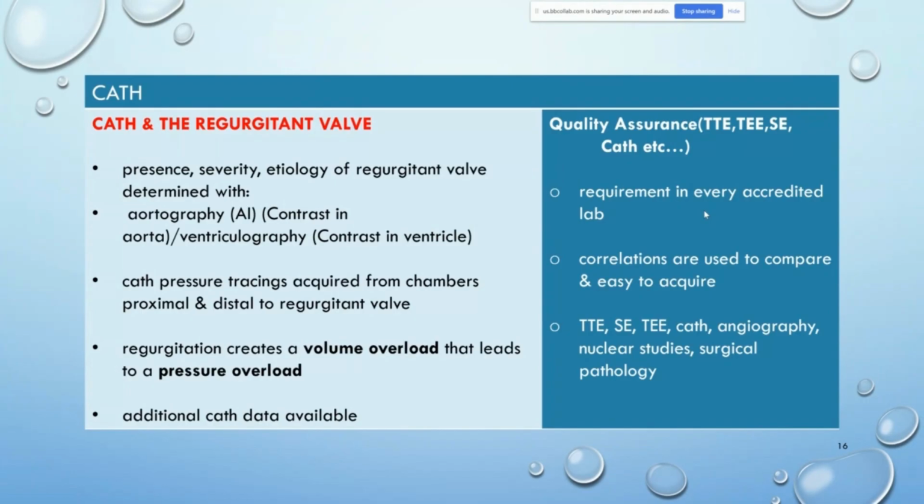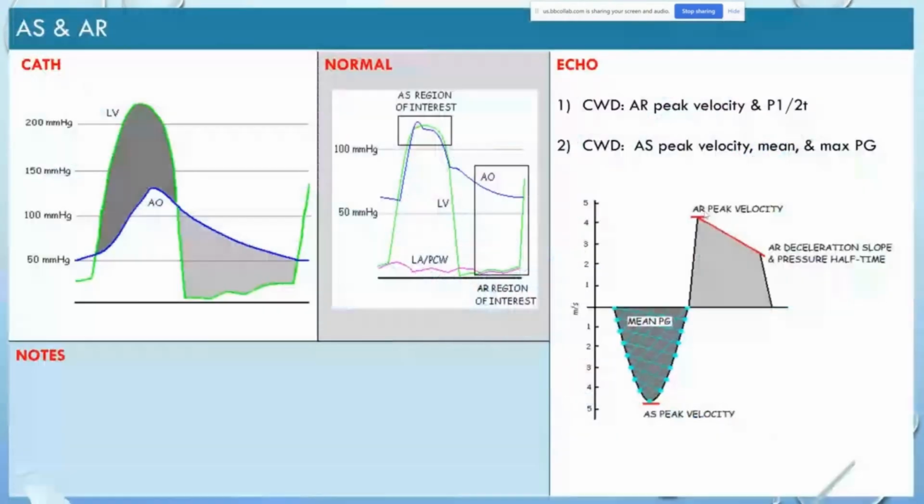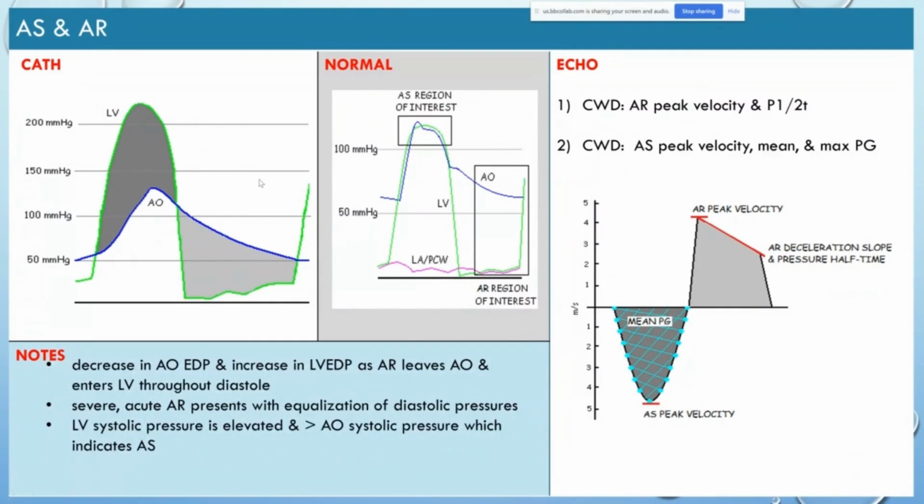So let's talk about aortic stenosis and aortic regurgitation for a moment. At this point, you should understand this one right here, because we've talked about it. Remember, it's always connected to that normal flow. So you're going to notice that there'll be a decrease in the aortic end diastolic pressure and an increase in the left ventricular end diastolic pressure, because the aortic regurgitation is going to leave the aorta and go back through the aortic valve into the left ventricle in diastole.